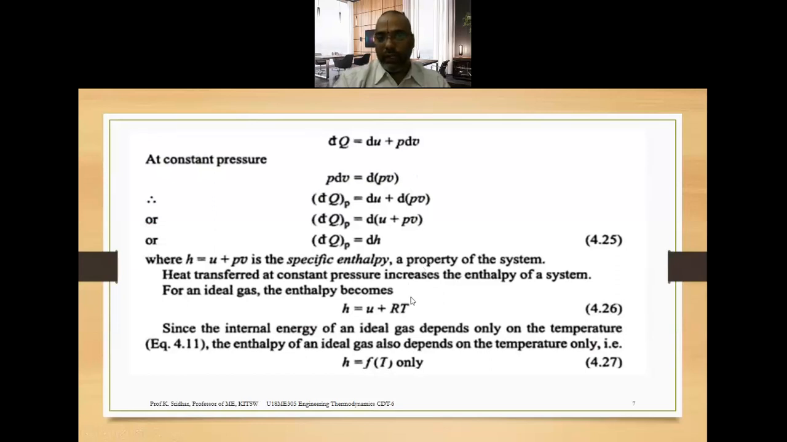We know that for an ideal gas, PV equals RT. So in H equals U plus PV, just replace the PV term by RT. So H equals U plus RT now, where R is the characteristic gas constant. From this you can say that enthalpy is a function of temperature only, and only for an ideal gas. It is one of the important outcomes we wrote at the beginning of the class, that we have to prove that enthalpy is a function of temperature only.